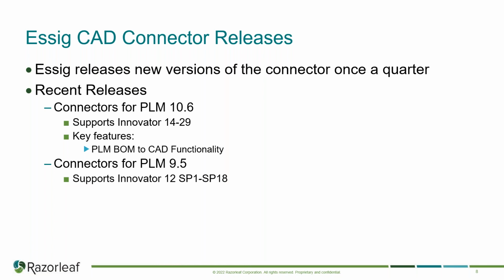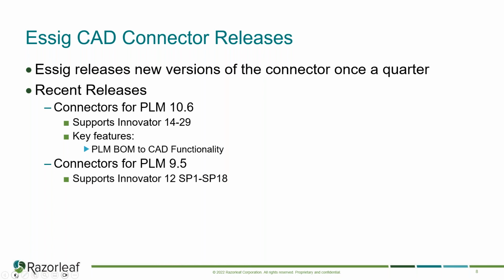Essig has also continued to support Innovator 12 SP1, all the way up to 18 with their 9 series of connectors. These aren't as fully fledged as the new 10 plus connectors, but it's continued support, continued bug fixes, and continued really support. So with that, I'll move on to our releases that are reaching end of life for Aras.